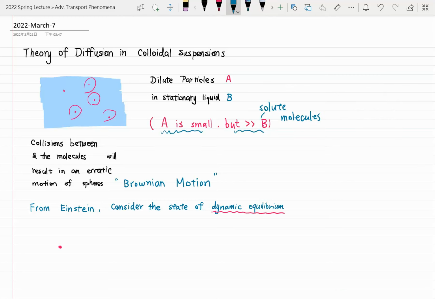Okay. What happens here is that there are going to be collisions between these particles and the molecules of the liquid, which result in an erratic motion of the spheres, generally known as Brownian motion. In the following, we will utilize Einstein's derivation to show how we get to the diffusivity, or diffusion coefficient, of the particles suspended in the liquid.